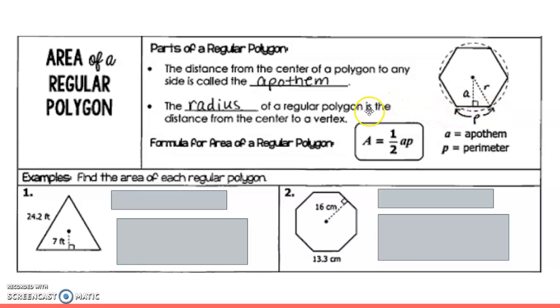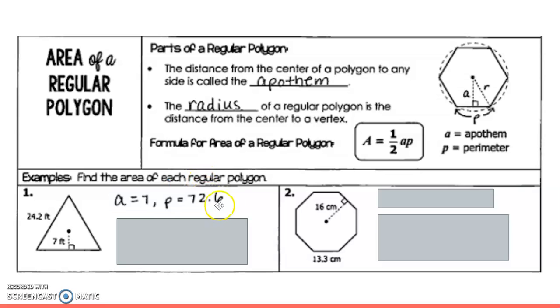And when we look at the area of a regular polygon, we're using this area formula right here. So we're doing 1/2 times the apothem times our perimeter. And perimeter is referring to all the way around our shape, so just adding up those different sides. So we'll do a couple of examples. For number 1, we're going to start off with figuring out what our apothem is and what our perimeter is, and then we can plug it into our formula.